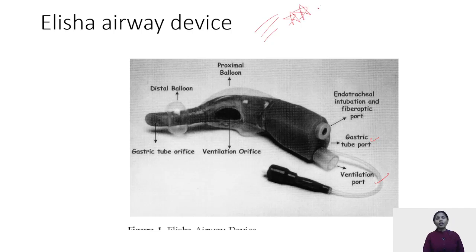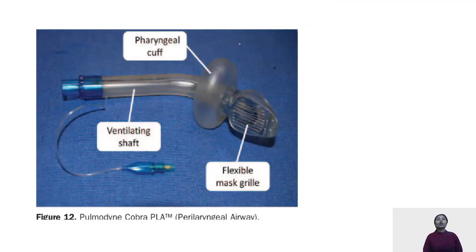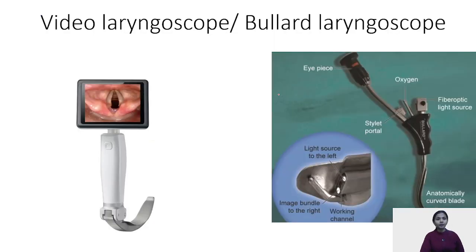The Alicia airway device. Then you have the Cobra perilaryngeal LMA. The only difference in this is that it has a pharyngeal cuff. And how can you identify this? The head of this LMA is shaped like that of a cobra, having a flexible mask grill over it, shaped like the head of a cobra.